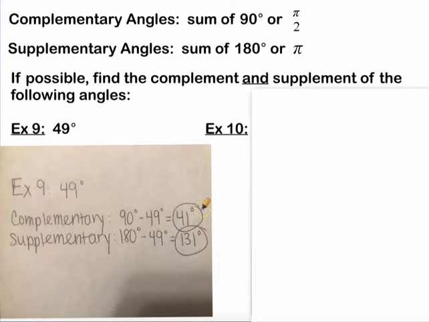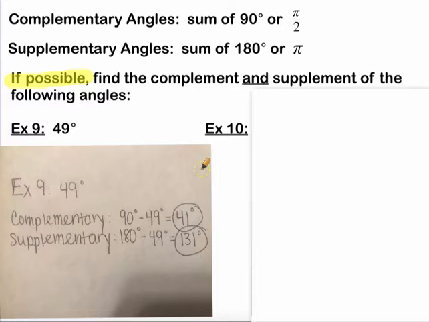So now going back to geometry quickly, complementary and supplementary angles. You want to remember that complementary angles have a sum of 90 degrees, or in radians, pi over 2. Supplementary angles have a sum of 180 degrees, or what we know as pi radians. Notice this direction says, if possible, find the complement and the supplement.